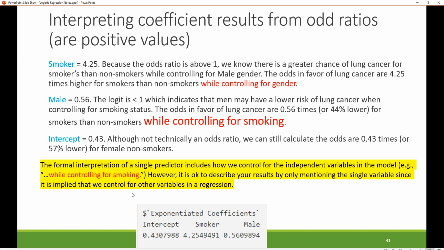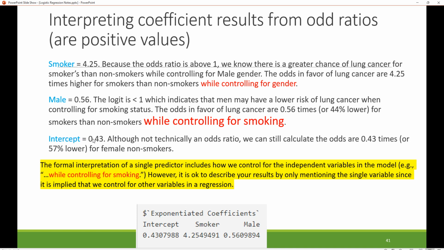To understand the male effect, which is 0.56, the odds ratio is less than 1, which indicates that men may have a lower risk of lung cancer when controlling for smoking status. The odds in favor of lung cancer are 0.56 times, or 44% lower, for men than women while controlling for smoking.